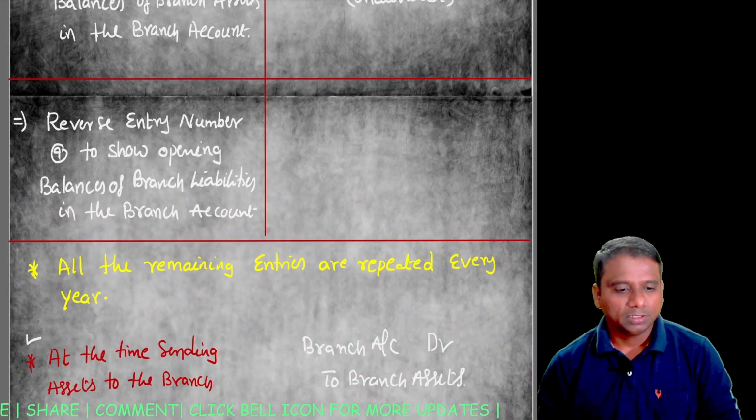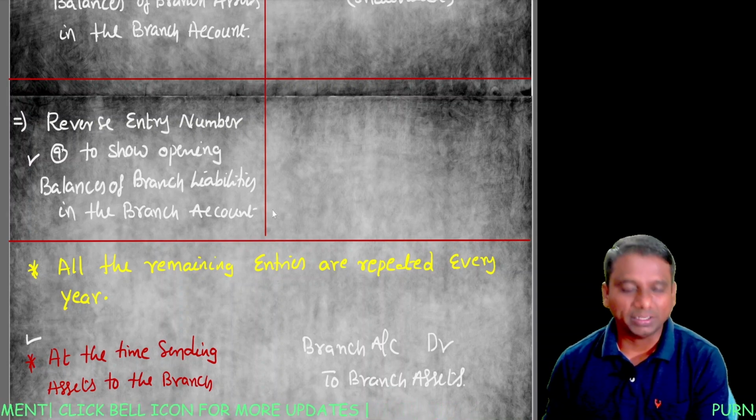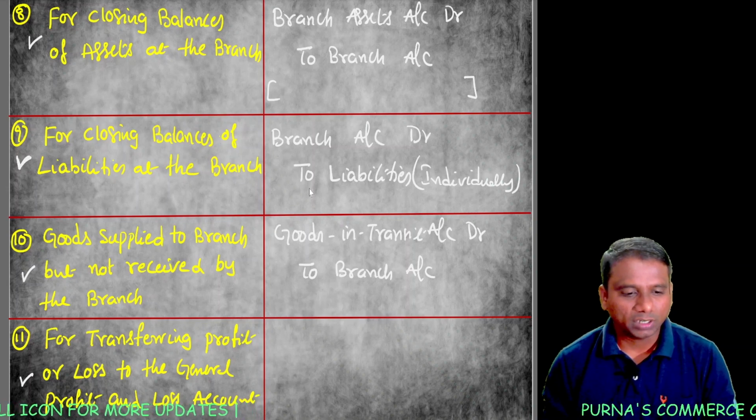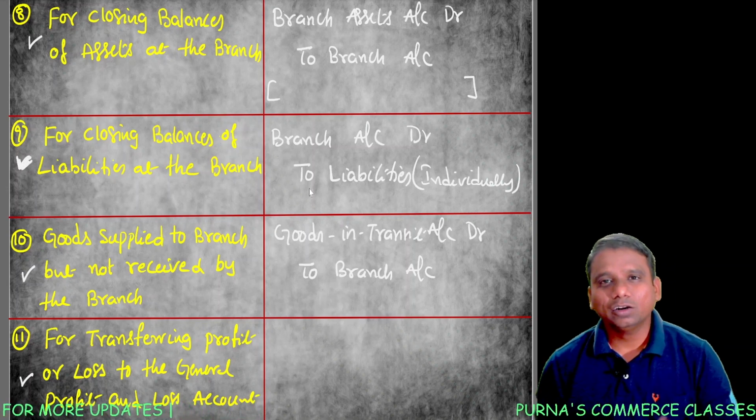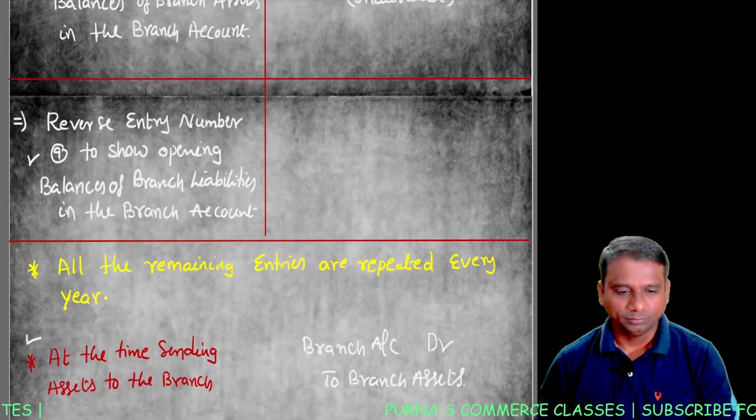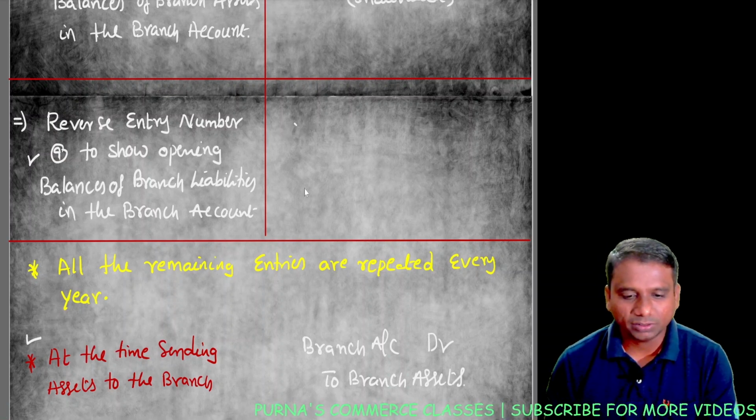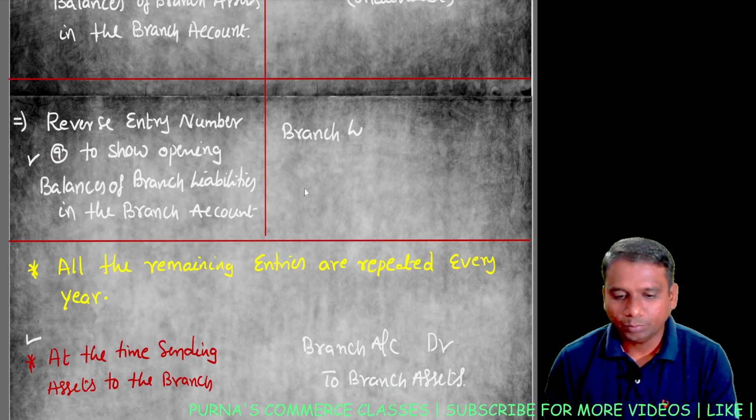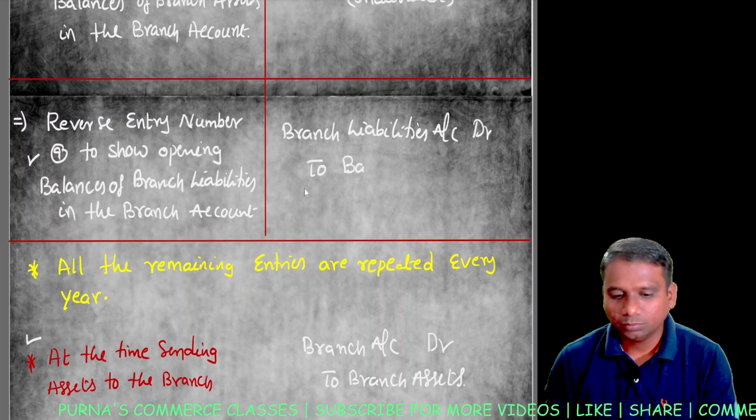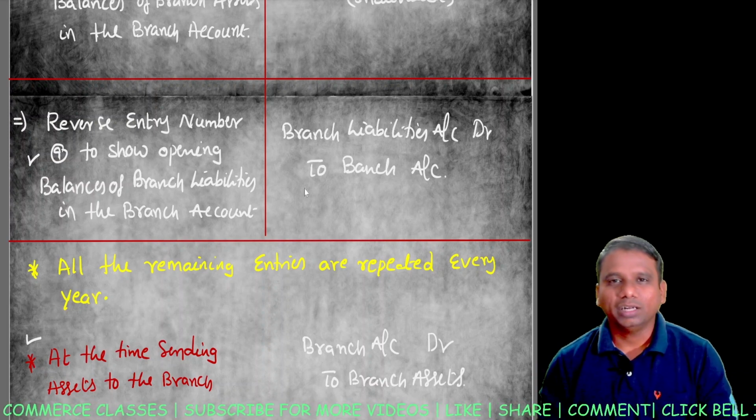Next, reverse entry number 9, to show opening balances of branch liabilities in the branch account. What is entry number 9? It is for closing balances of liabilities. At the end of the year they are closing balances; at the beginning of the year they are opening balances. Now reverse this entry simply. The reversal entry: branch liabilities account debit to branch account. These two entries we should record compulsorily at the beginning of the year.